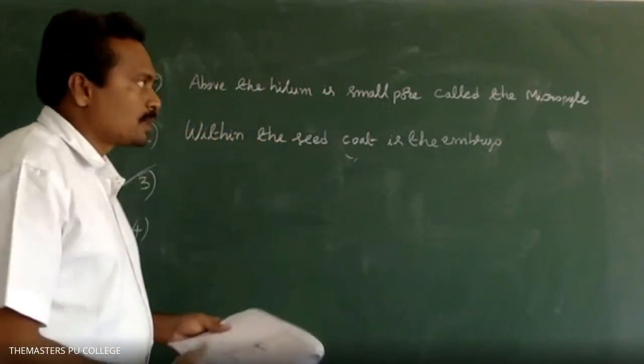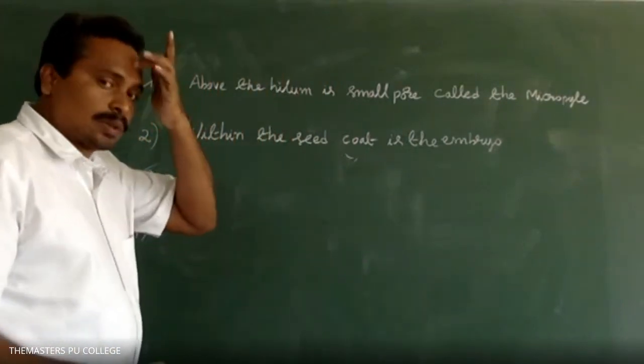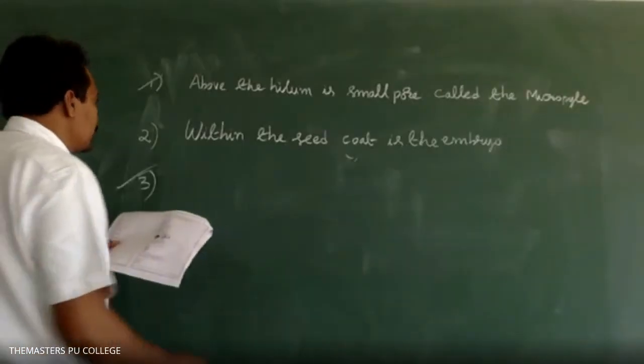How many cotyledons are present in a dicot seed, two or one? Two cotyledons. Very good. Next.